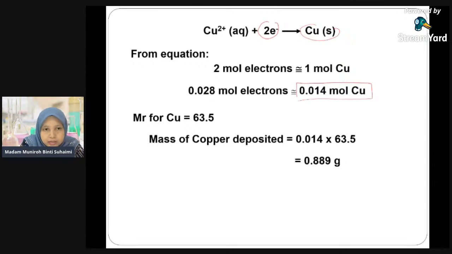So to calculate mass copper deposited, mole times molar mass of copper. So the mass is 0.889 gram.